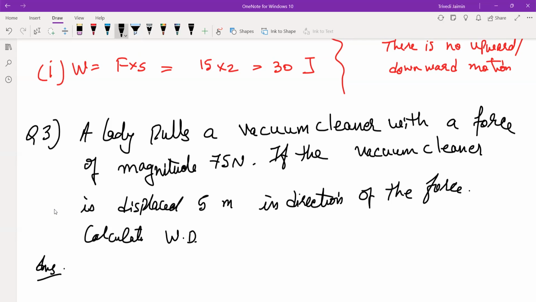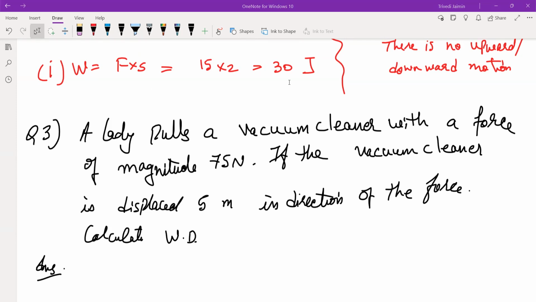Sir, will it be minus? Why is it so? I thought it's getting displaced in the direction of the force. In the direction of force means it will be positive. Oh yes, sir, I got confused. If it is against the direction of force, it will be negative.